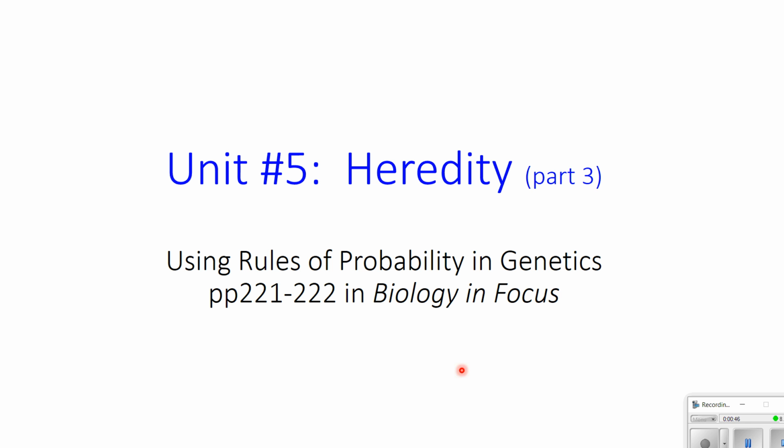And you should realize that anytime you do a Punnett square, you're simply calculating the probability of a particular genotypic outcome based on the genotypes of the parents. It's all about probability. So we're going to look at how to use rules of probability in genetics. Specifically, we're discussing pages 221 to 222 in the Campbell Biology in Focus textbook.